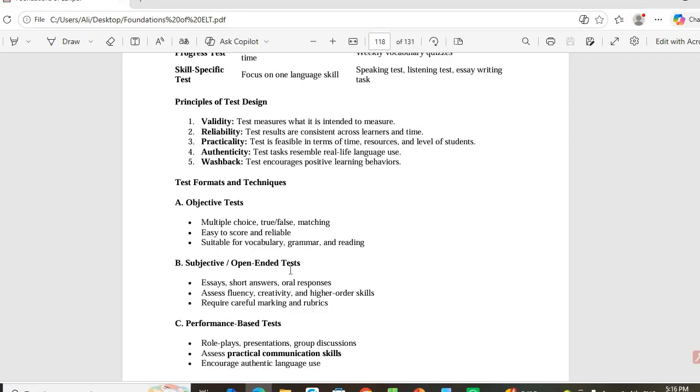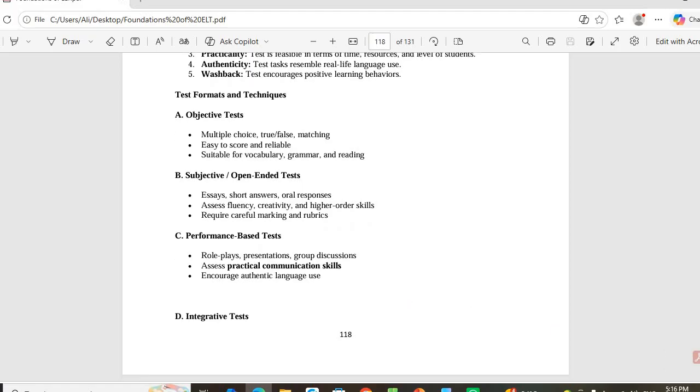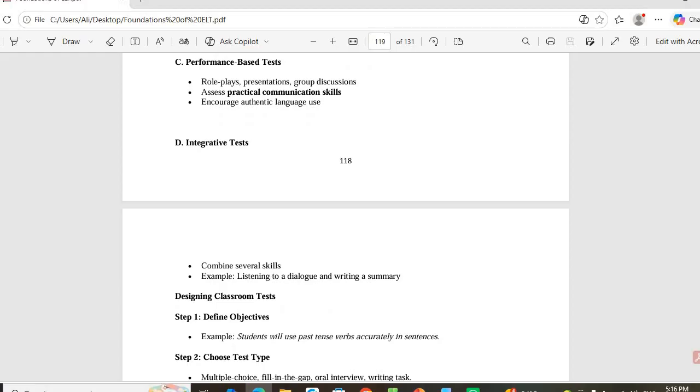Subjective test: open-ended tests, essays, short answers, oral responses, assess fluency, creativity, and higher order skills, require careful marking and rubrics. Performance-based test: role plays, presentations, group discussion, assess practical communication skills, encourage authentic language use. Integrative test: combine several skills, for example listening to a dialogue and writing a summary.